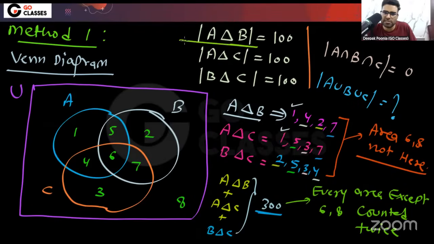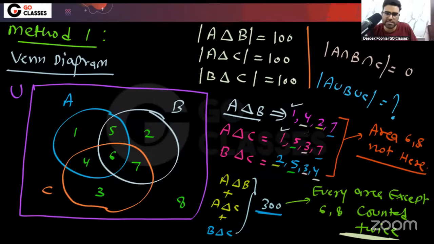You can see that in A symmetric difference B, we have areas 1, 4, 2, 7. In A symmetric difference C, we have areas 1, 5, 3, 7. In B symmetric difference C, we have areas 2, 5, 3, 4. You can see that every area we have counted twice. And notice one thing, if I add these, in this 300 we have counted every area 2 times.